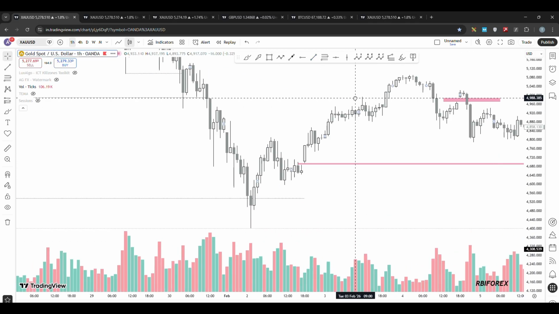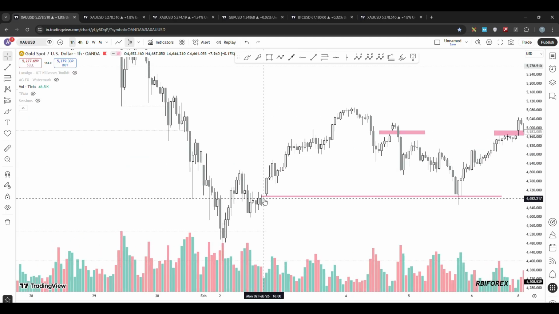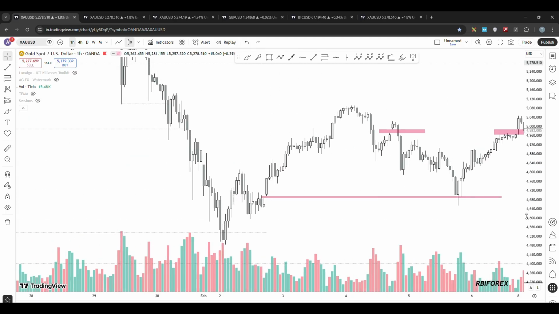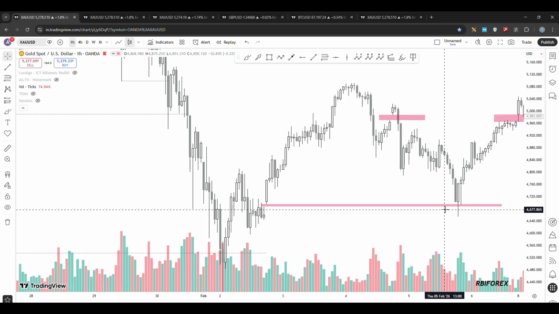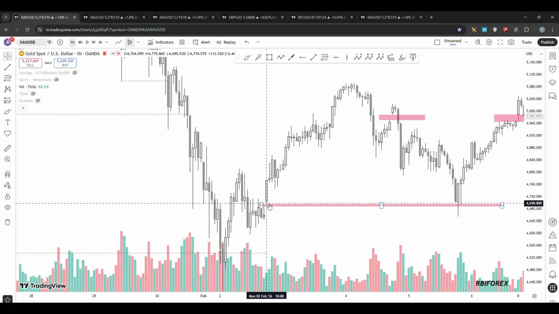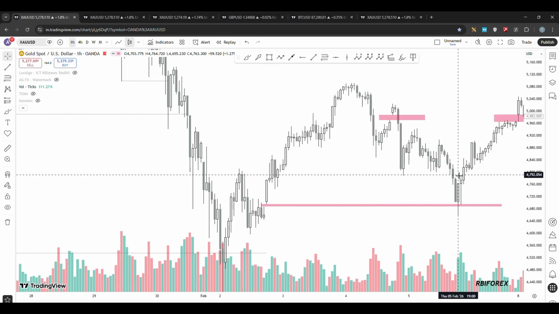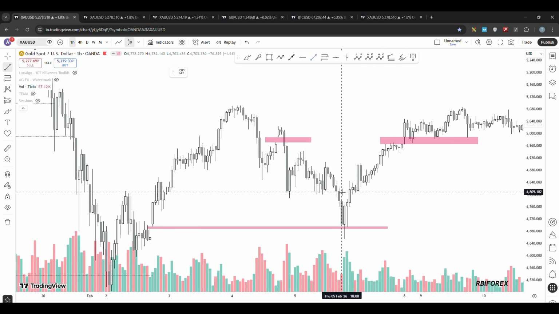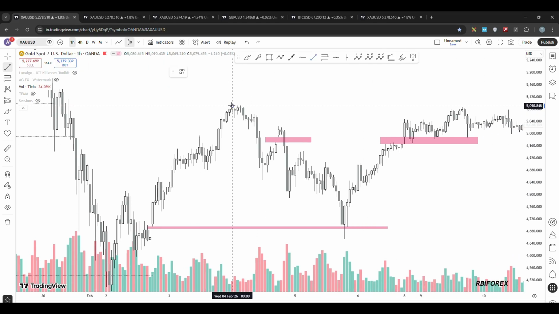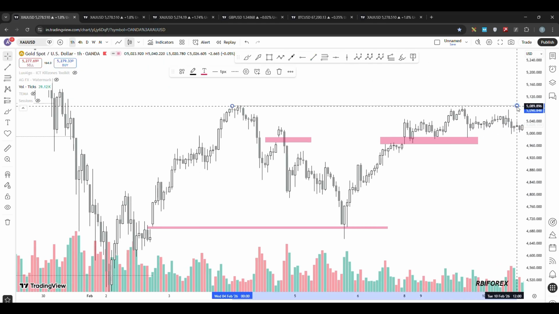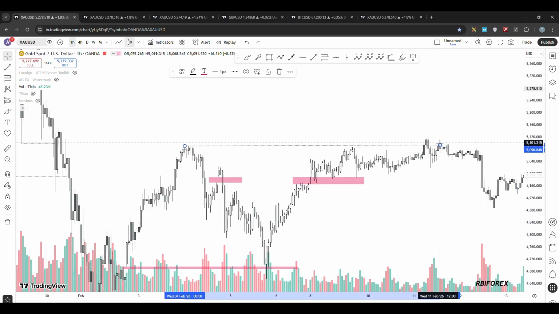Now let's see some more examples. Once again, we can see that we have got a gap imbalance over here. So we can see when market came all the way down, market tapped into this gap imbalance and immediately gave a massive reaction from this zone and went all the way up to target this liquidity, right? So this is how a gap imbalance works.